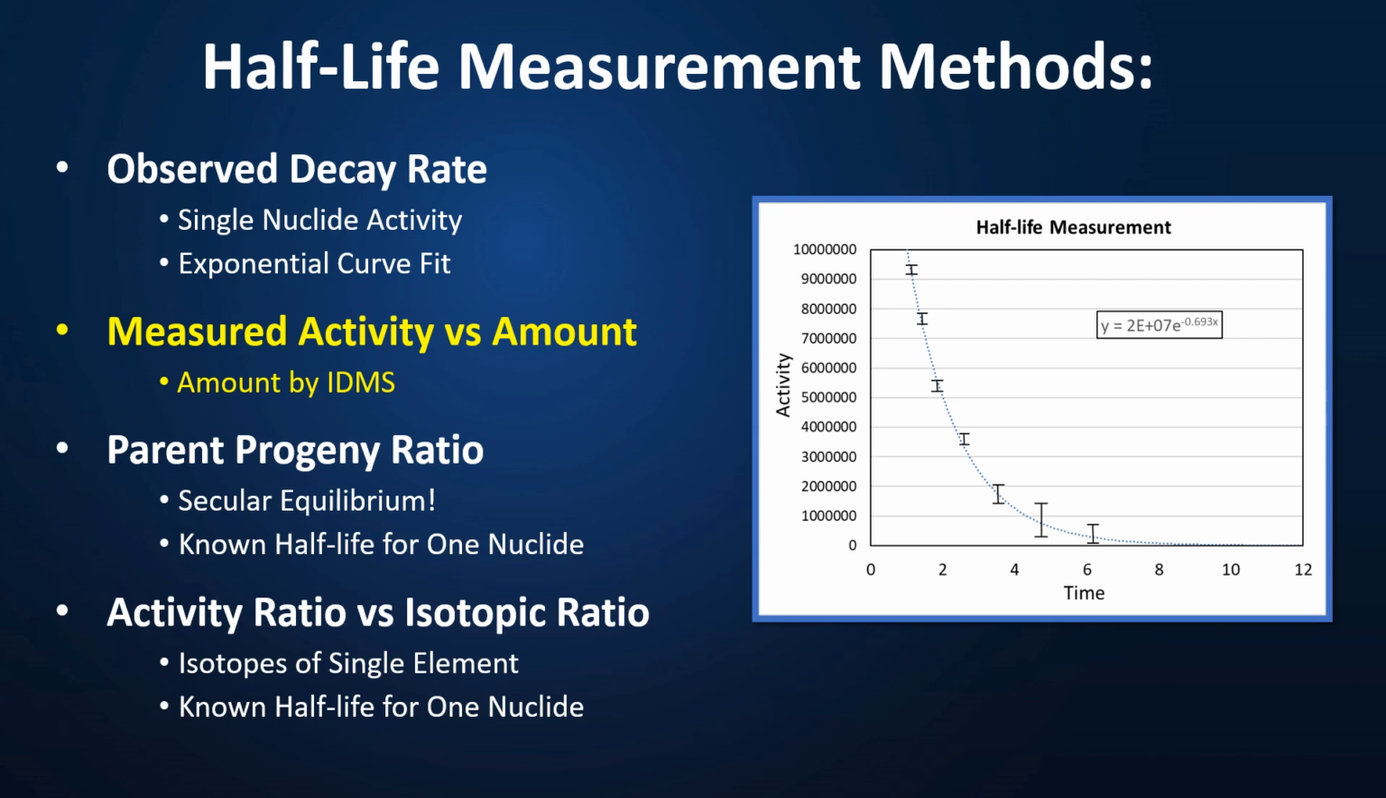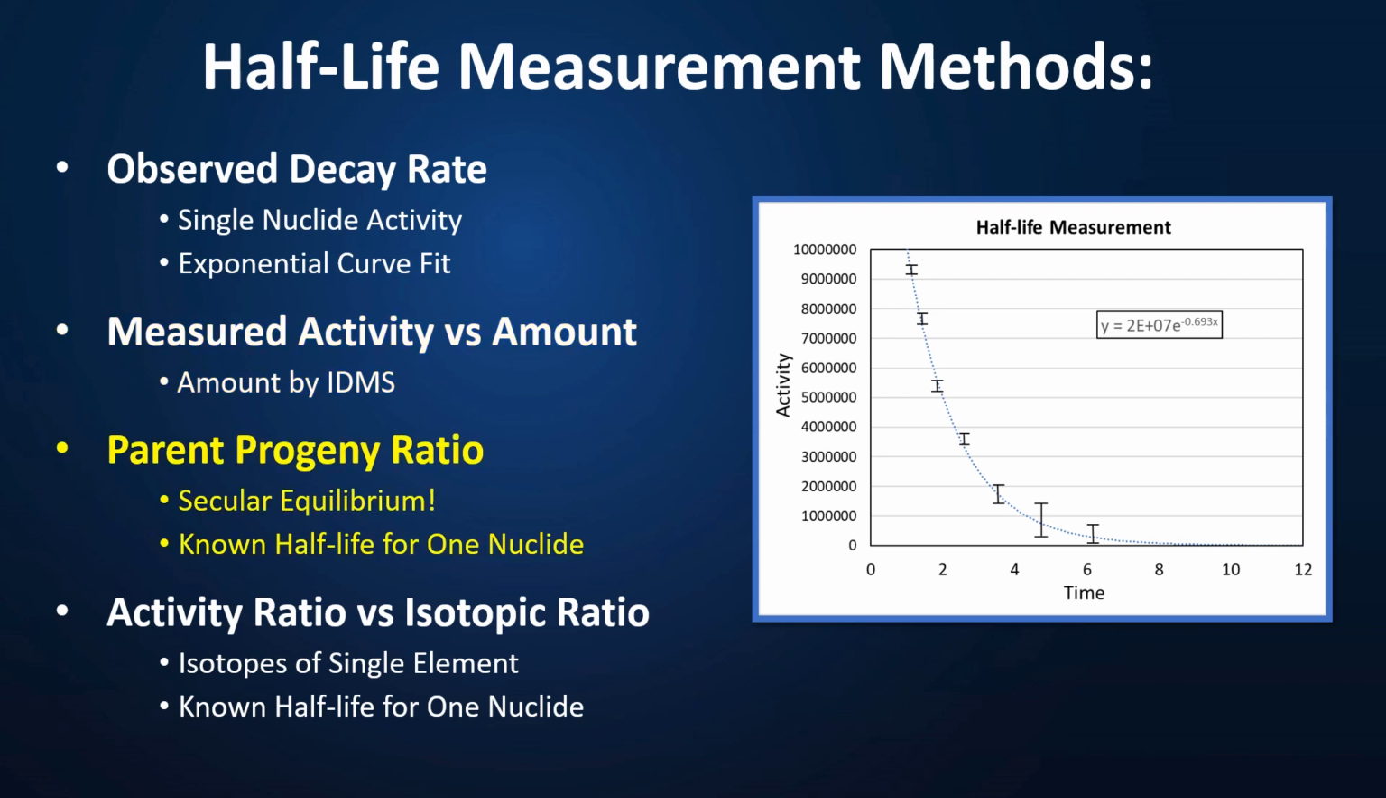For nuclides with half-lives of decades or more, it is often impractical to determine half-life by measuring the change in the activity of a sample over time. Instead, for these longer-lived nuclides, half-life can be determined by accurate and precise activity concentration and amount concentration measurements on the same material.